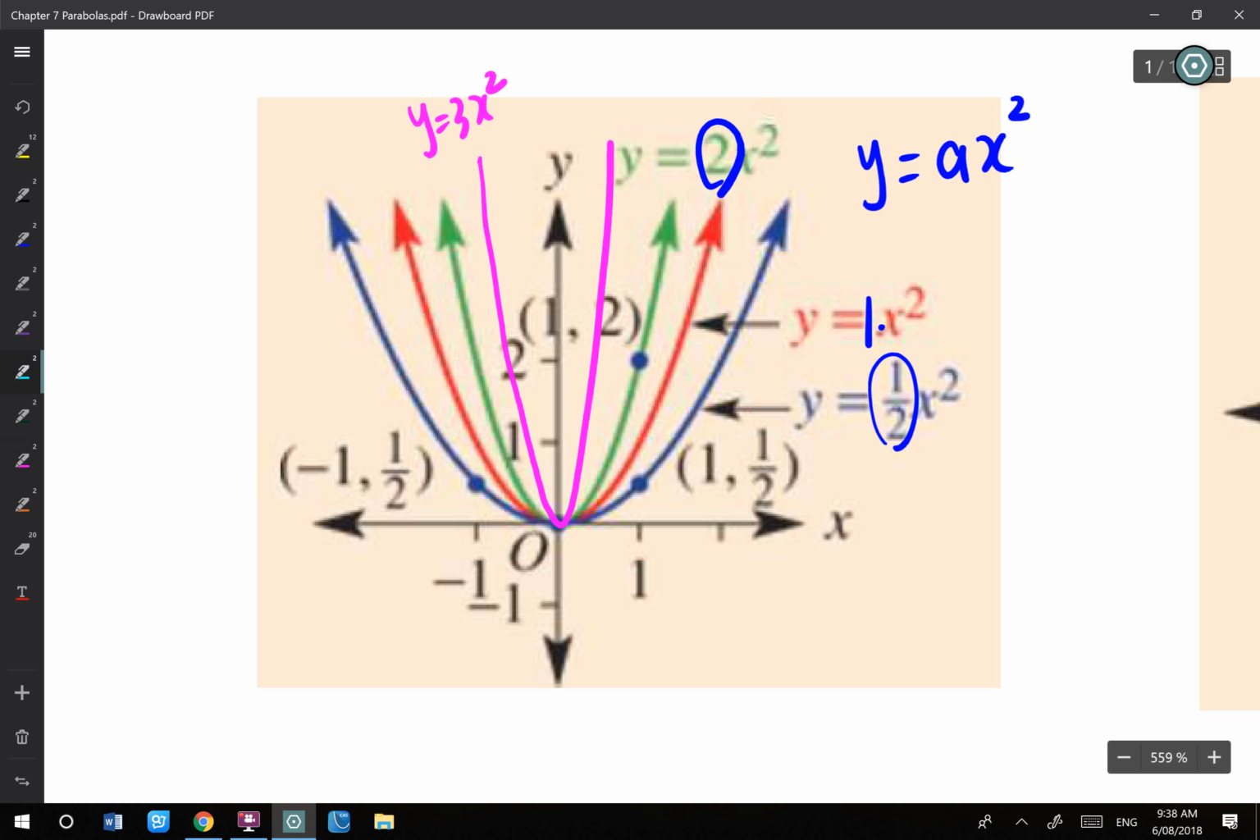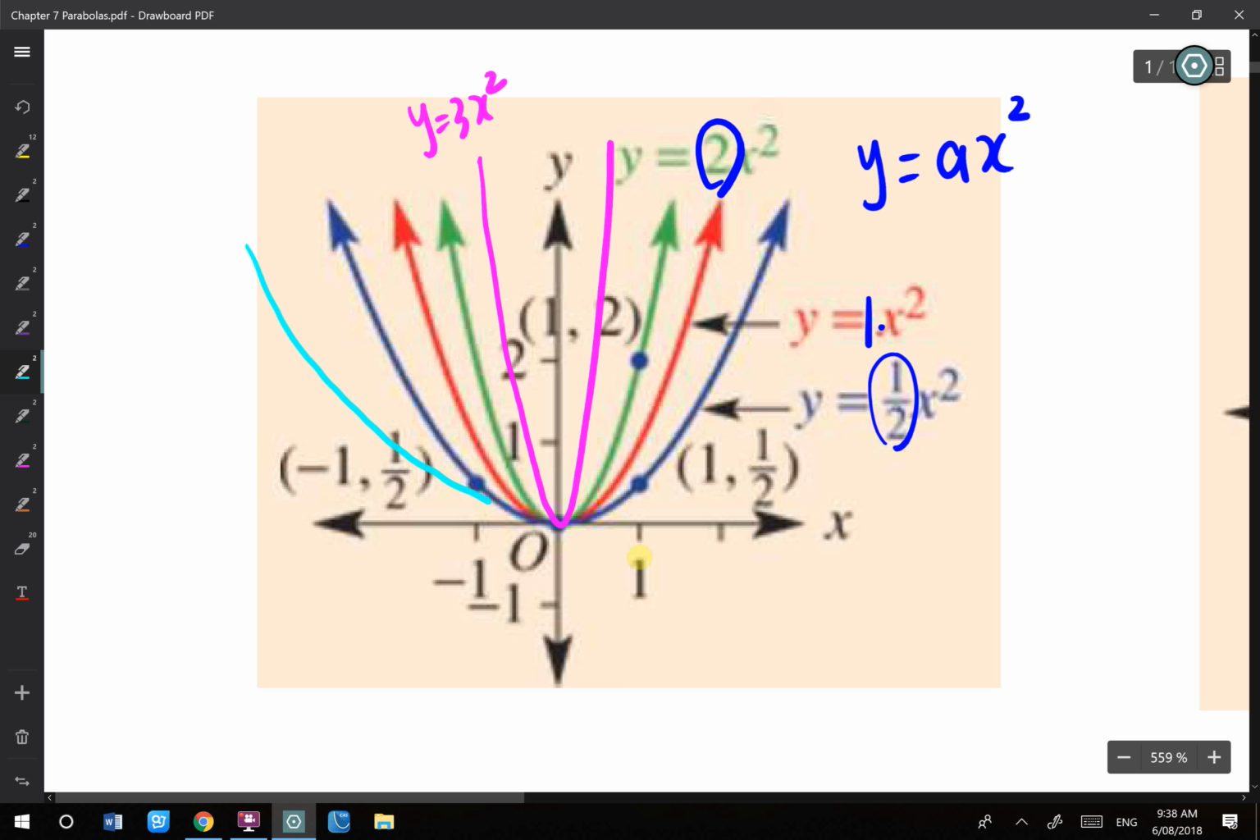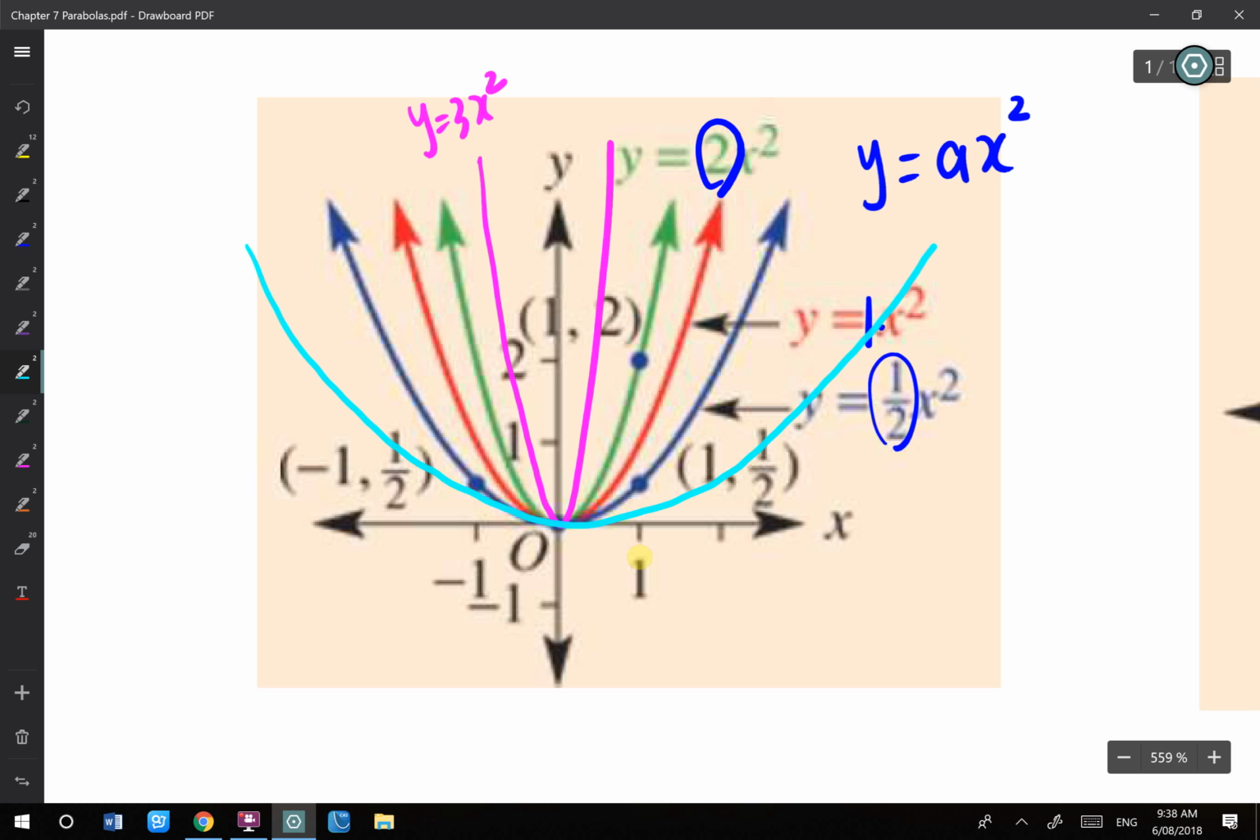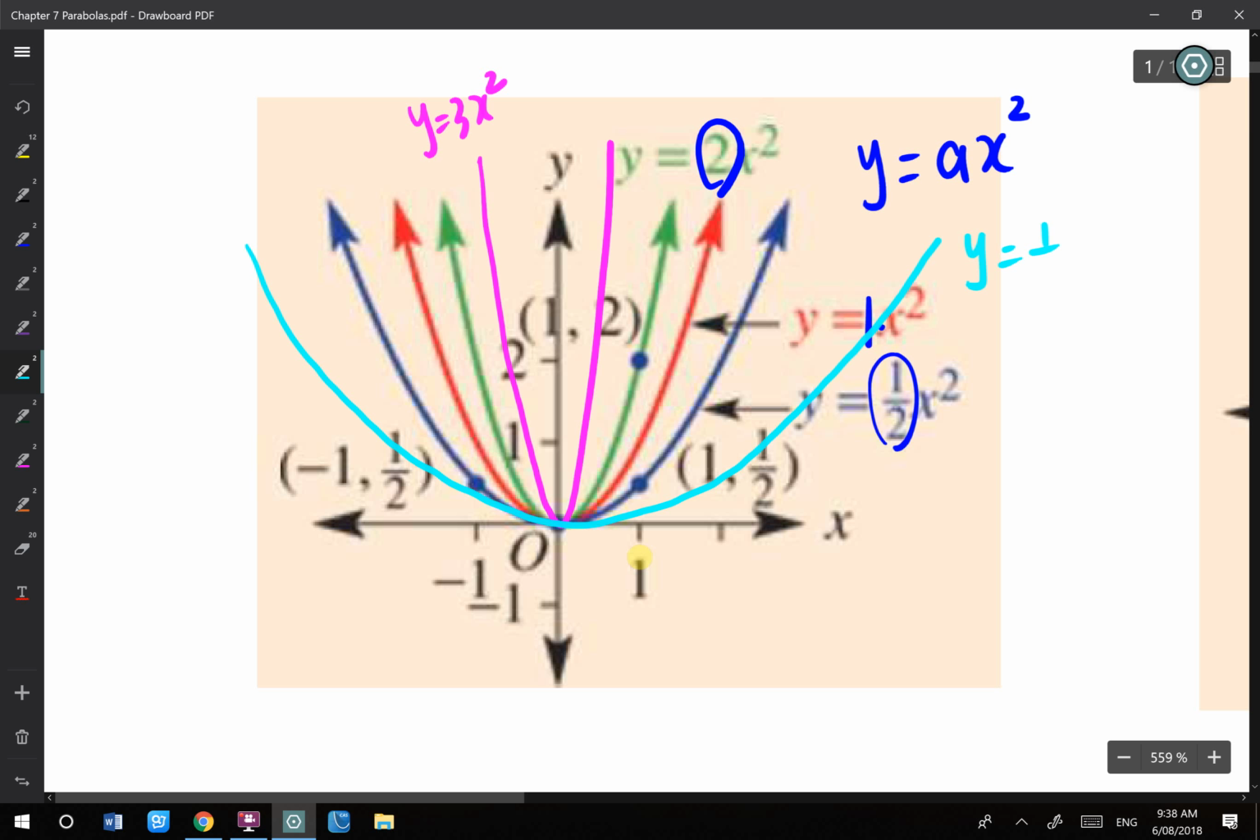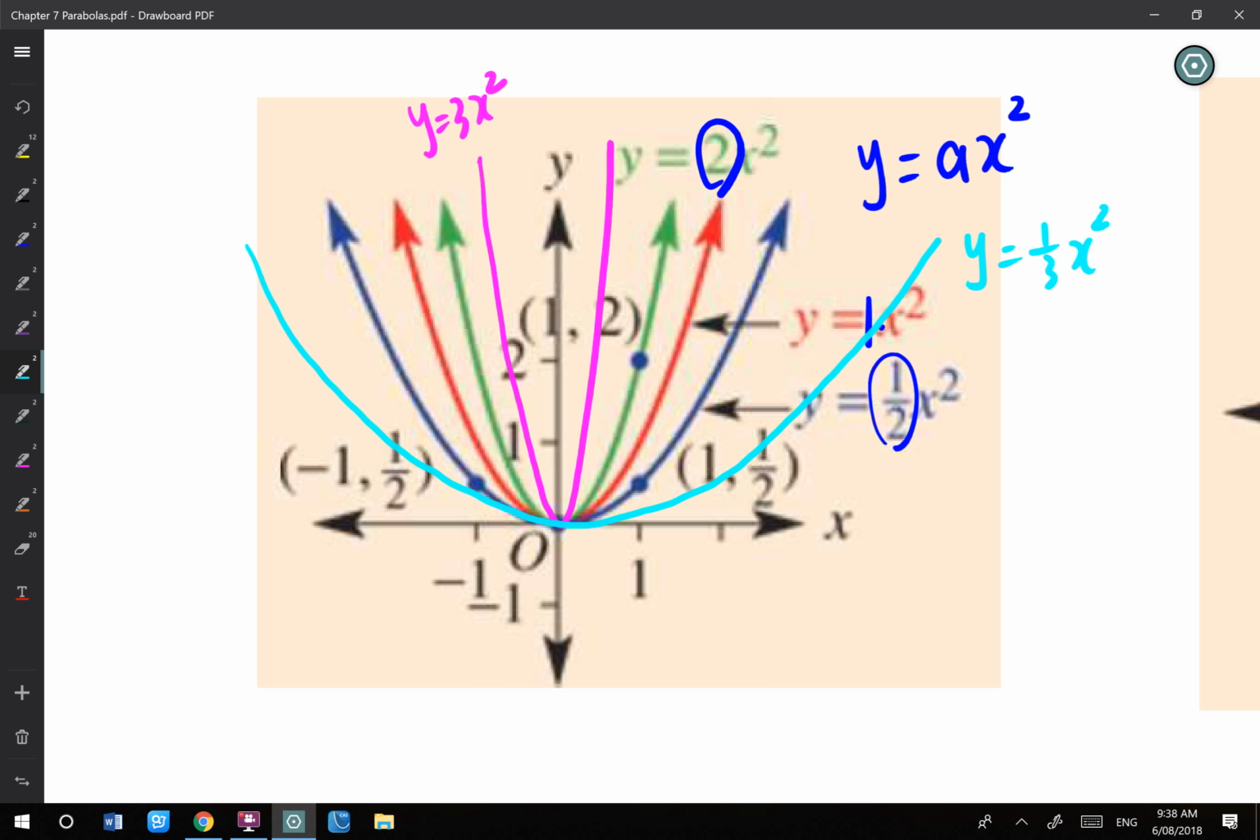So if I sketch another one outside, this one will be y equals maybe a third x squared, smaller than a half. So there are different values. What a is doing is changing the graph to wider or thinner. That's what a is doing.